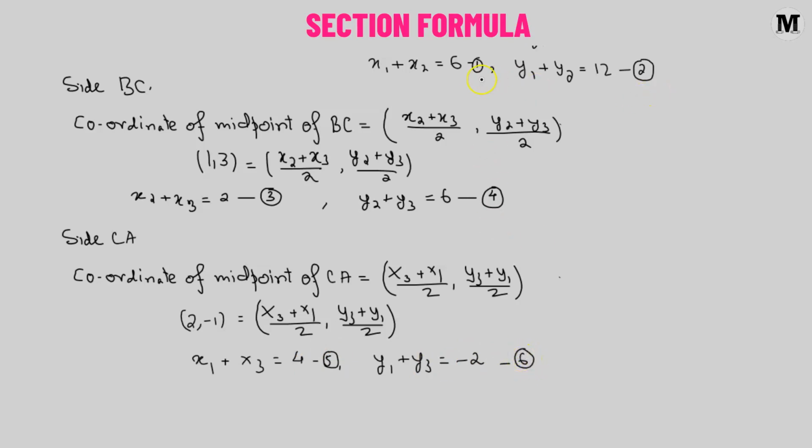Now we can easily solve equations 1, 2, 3, 4, 5 and 6 to obtain the values of x1, x2, x3, y1, y2 and y3, that I will be leaving as an exercise for you to try out. So we'll have x1 equal to 4, x2 equal to 2, x3 equal to 0, and then y1 is going to be 2, y2 is going to be 10, and y3 is going to be -4.